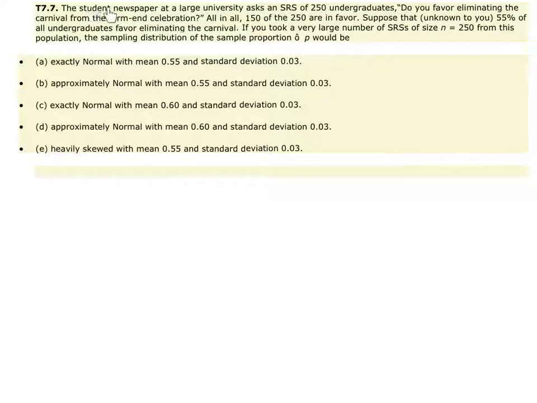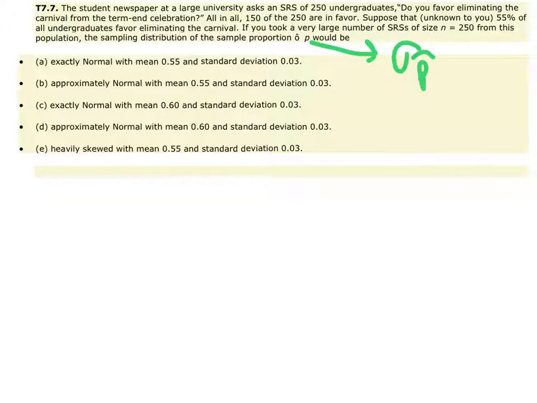Question 7. A student newspaper at a large university asks an SRS of 250 undergraduates, do you favor eliminating the carnival from the term end celebration? In all, 150 of the 250 are in favor. Suppose that, unknown to you, 55% of all undergraduates favor eliminating the carnival. If you took a very large number of SRSs of size 250 from this population, the sampling distribution of the sample proportion, sigma of p hat, would be what?